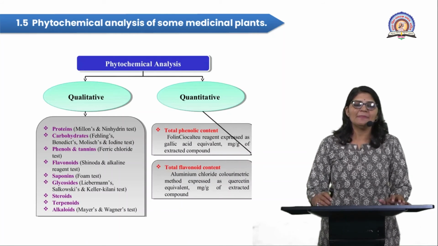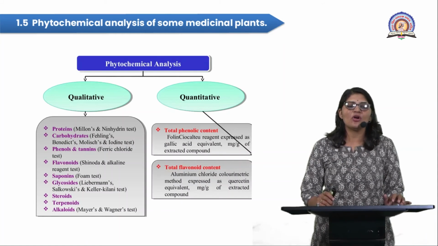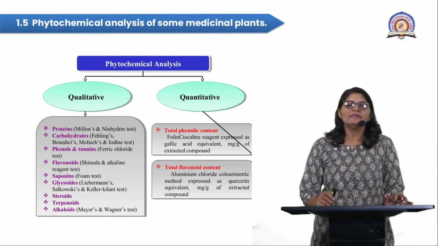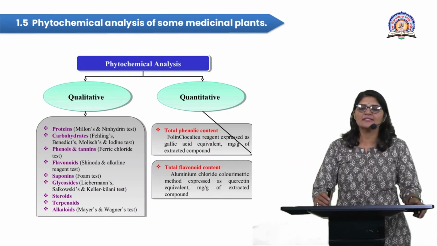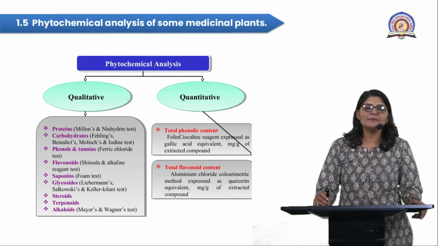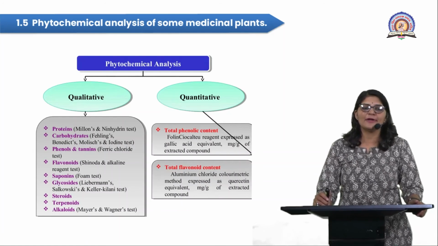the Shinoda and alkaline reagent tests, then detection of saponin by the foam test, then glycoside, there is Liebermann's, then Keller-Kiliani test, then detection of steroid, terpenoids, alkaloid. For the detection of alkaloid, Mayer's reagent test and Wagner's reagent test are there. It is for the qualitative, meaning preliminary screening, the detection of the presence or absence of these phytochemicals.